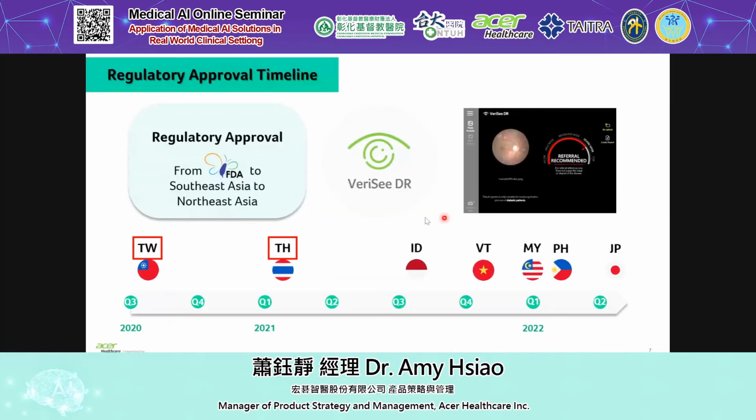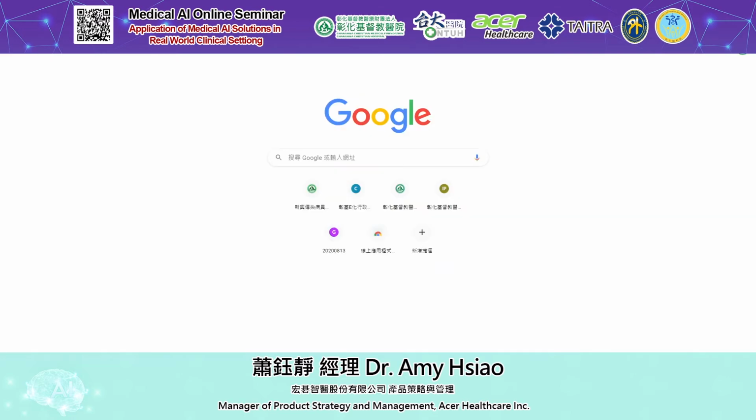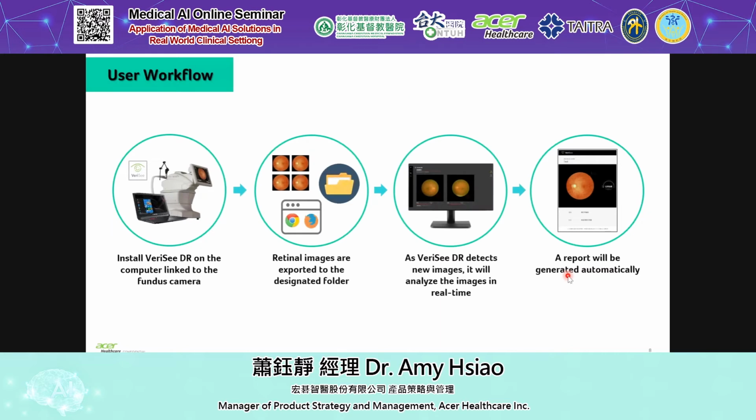And in terms of regulatory approval, VeriSee DR was the first ophthalmic AI software to obtain Taiwan's FDA approval in September of last year. And earlier this year, we further obtained Thailand FDA's approval. We're now in the process of applying for approval in other Asian countries. In the second half of this year, we expect to receive approvals from Indonesia and Vietnam. And Malaysia, Philippines, and Japan will be next year.